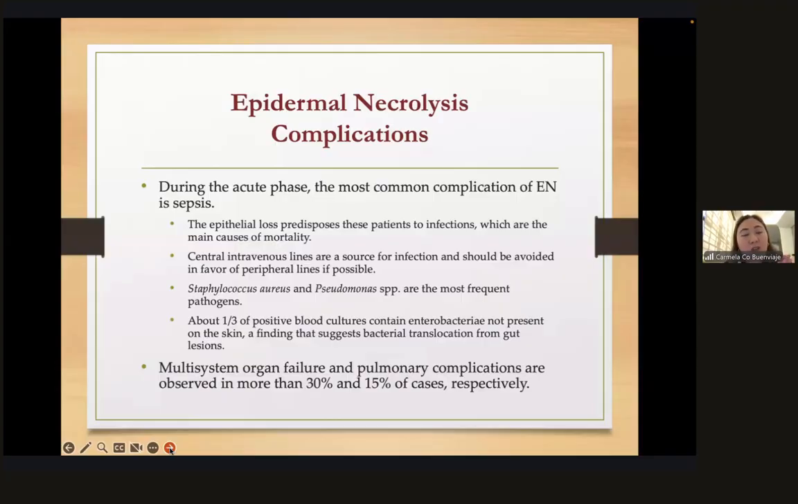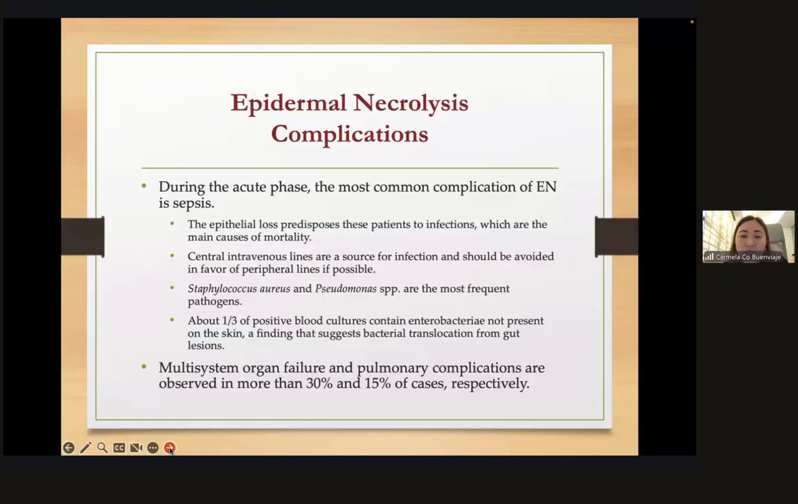Okay, so for complications of epidermal necrolysis, during the acute phase, the most common complication would be sepsis. Okay, so for epidermal necrolysis, acute phase, most common complication is sepsis. Because the epithelial loss predisposes, of course, these patients to infections, which actually causes the main cause of mortality. Central intravenous lines are a source of infection also and should be avoided in these patients. So we'll just use peripheral lines if possible.